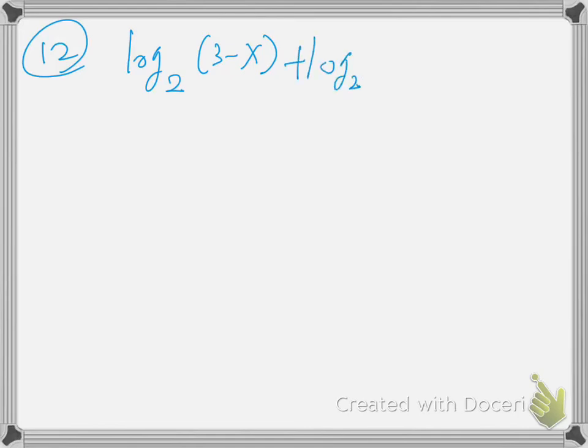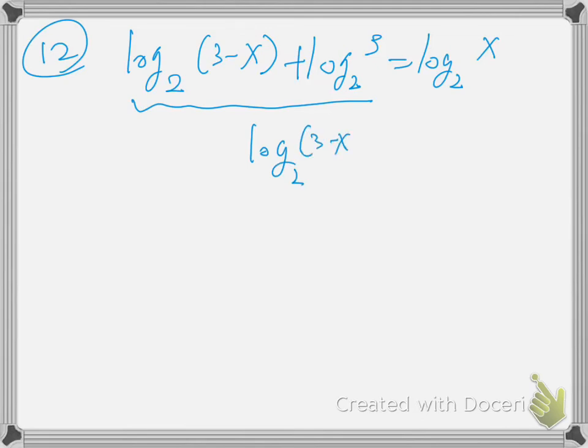Question 12. Log 2 of 3 minus x plus log 2 of 3 is log 2 of x. First we have to put these two logs together, right? Addition means multiplication, so it's the inverse of the product rule. Log 2 of 3 times 3 minus x is log 2 of x. So now the one-to-one property.